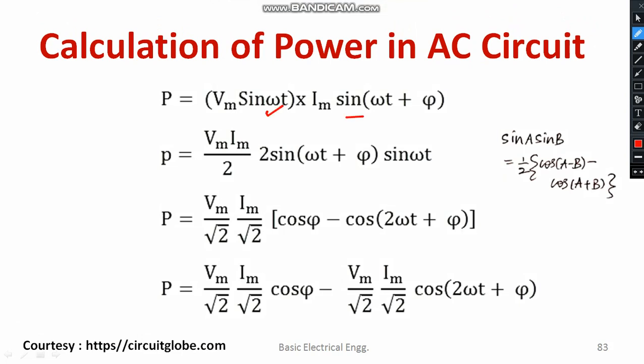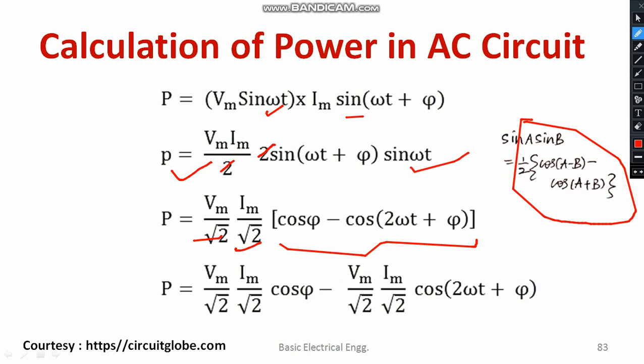Therefore, we can write Vm Im divided by 2 into [sin(omega t plus phi) into sin omega t]. This is for convenience, because 2 and 2 will obviously cancel. Just for convenience I have written it in this fashion. So Vm Im by 2 can be written as Vm by root 2 into Im by root 2, and 2 let it be as it is. So sin(omega t plus phi) into sin omega t. This formula you have to apply here. Remember this formula.